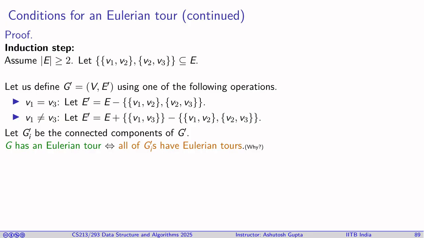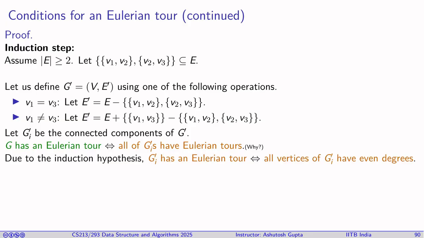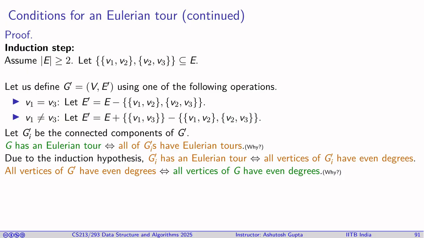Similarly, you can take the tour of the larger graph and split it into smaller tours such that you can get the tours of the smaller graphs. So please do this exercise at home. By the induction hypothesis, we can assume that the theorem holds for Gi prime. Now let's look at another fact. Let's assume all vertices of G prime have even degrees. If that is the case, our transformation is such that it leads to all the vertices of G having even degrees. And the reverse also holds.